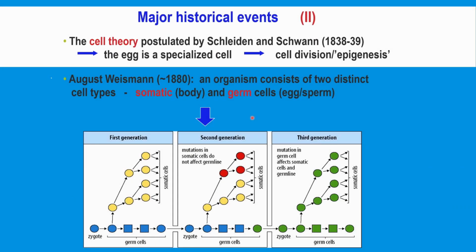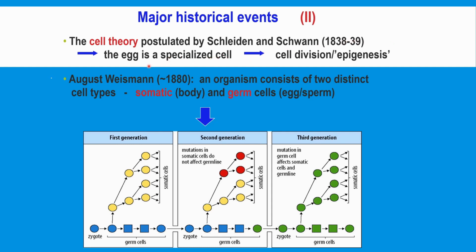And in fact, it wasn't until around 1840 that a new theory, a cell theory, was postulated by Schleiden and Schwann, that the egg was a specialized cell, and that it, through cell division, gave rise to the embryo and further the adult structure. So they really favored the epigenesis model and could show that cells were reproducing, dividing, and growing.